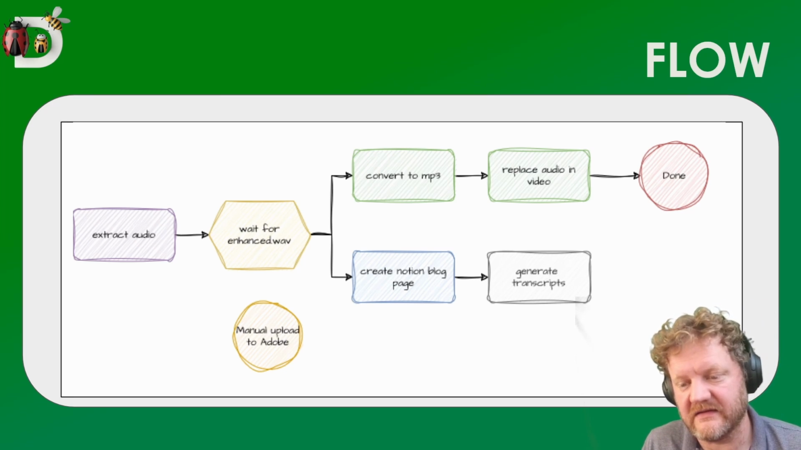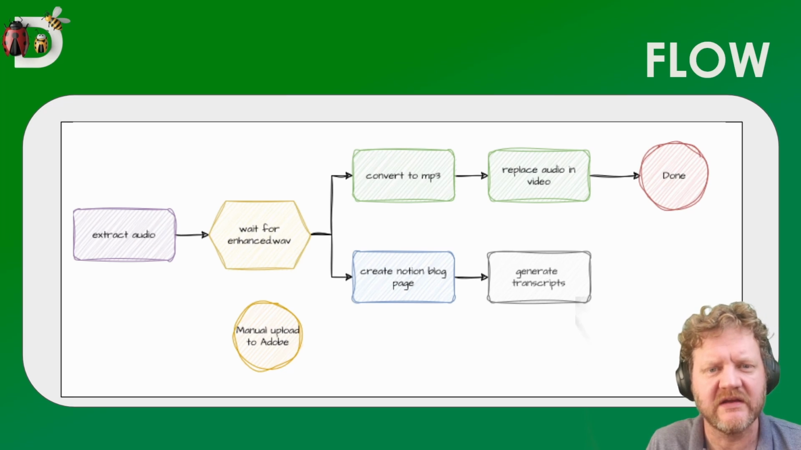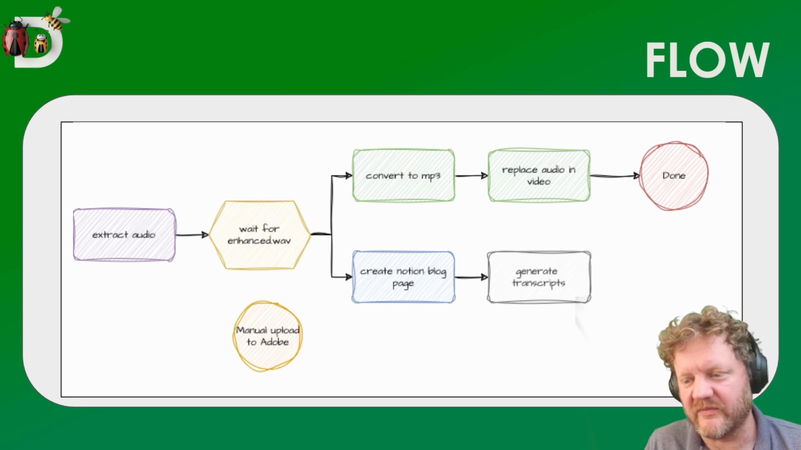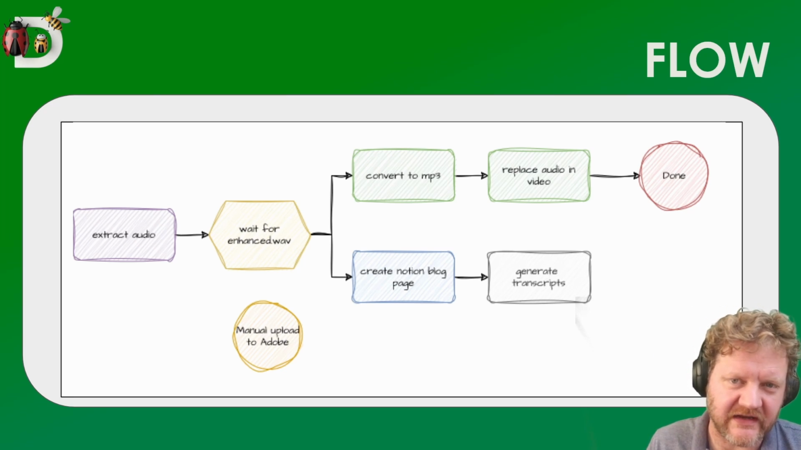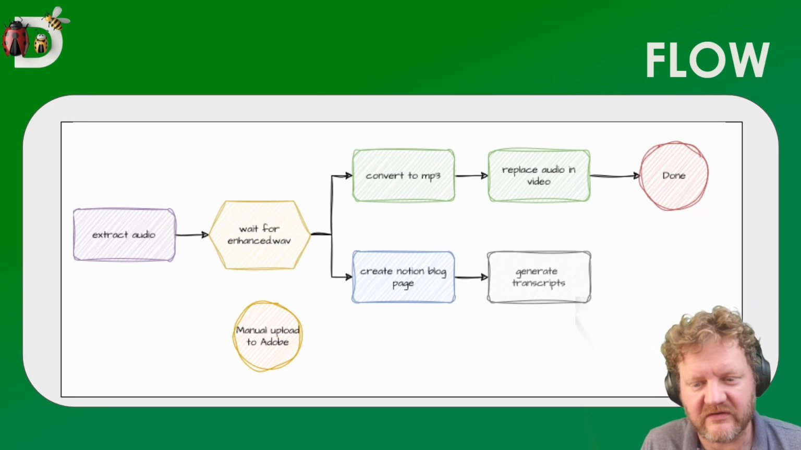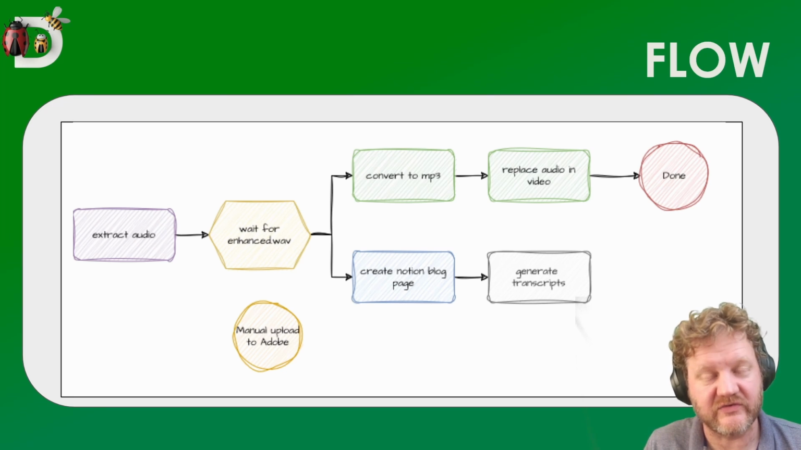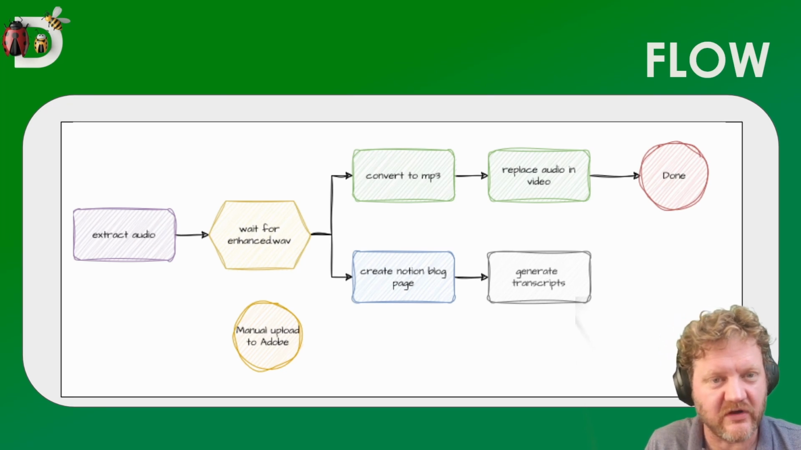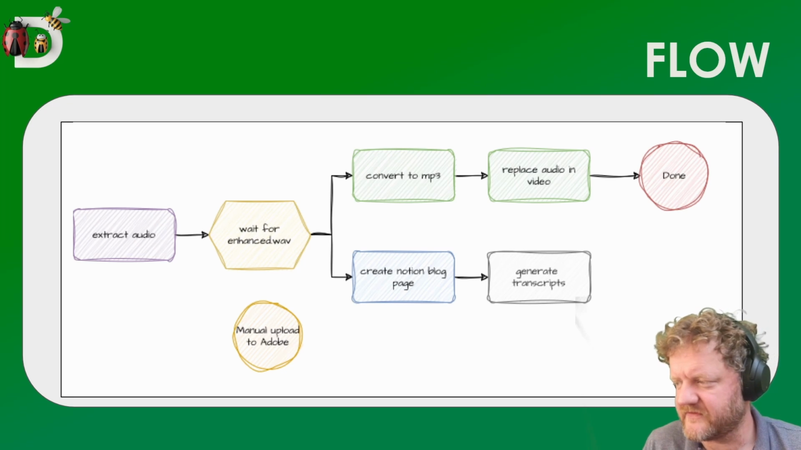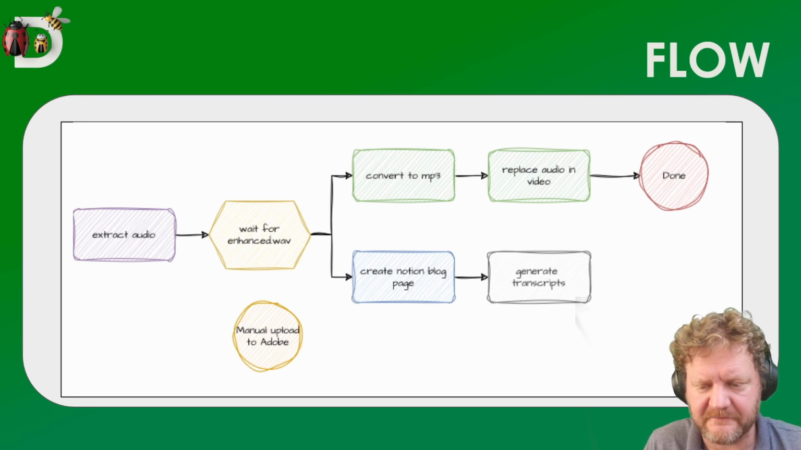And it also replaces the audio in the video file. So the original audio from the video file has been enhanced by Adobe Podcast Enhance. I replace that, and then the video is also done, and then I can start uploading the video to YouTube. But in the parallel track, now that I have the enhanced WAV file, the script creates a Notion blog page with some of the metadata that I'm already able to generate, like time and the date and stuff like that.